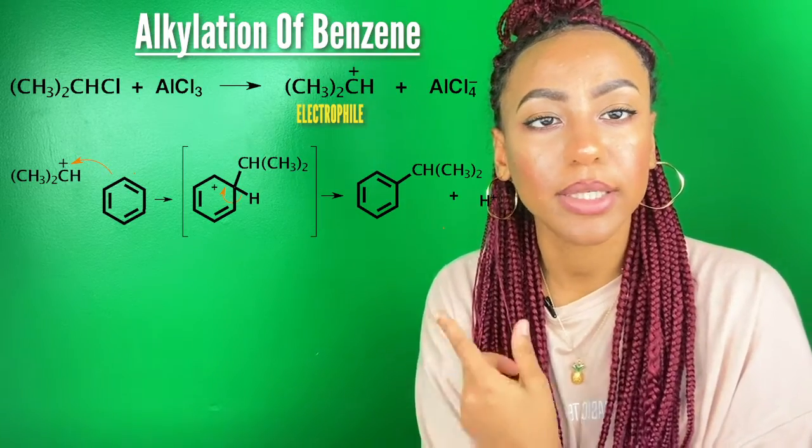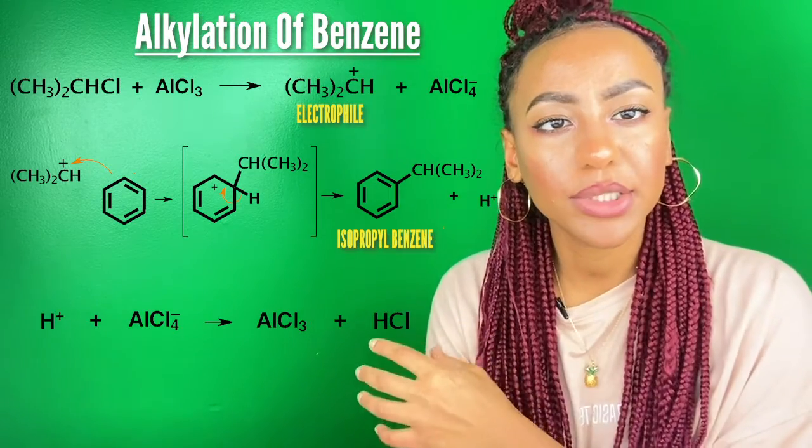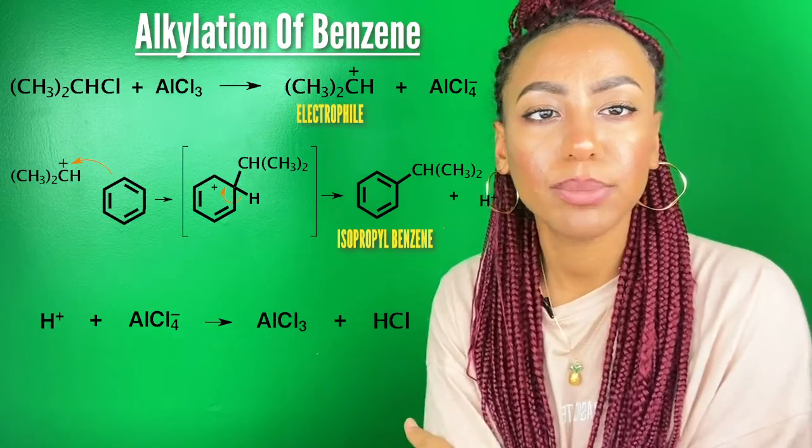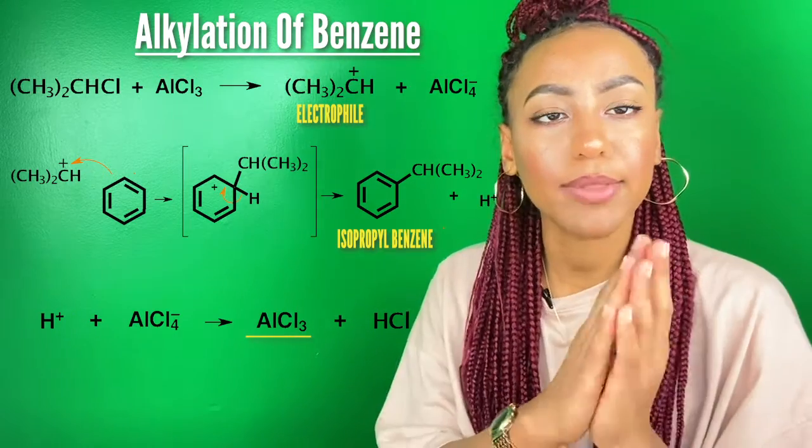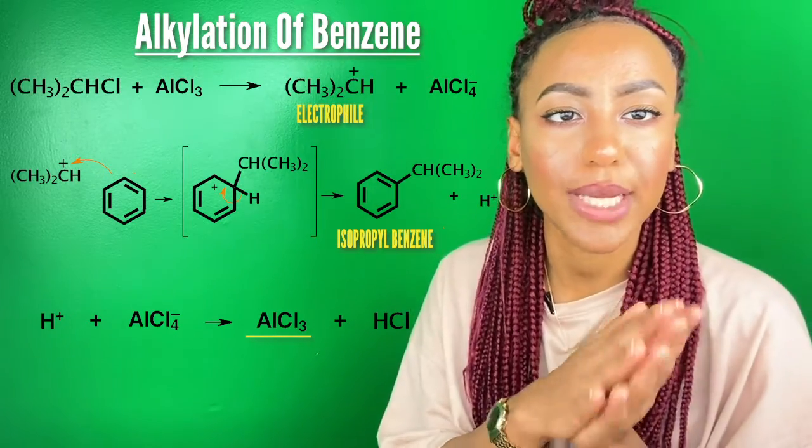In this case, an isopropyl benzene. The hydrogen lost is then used to reform the Lewis acid. And that is an example of a Friedel-Crafts alkylation.